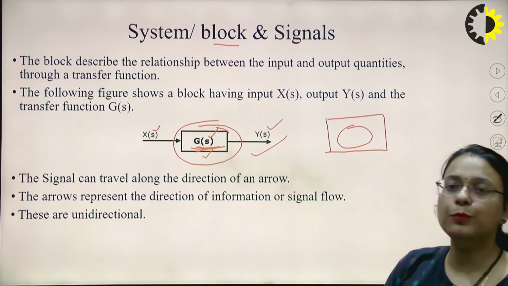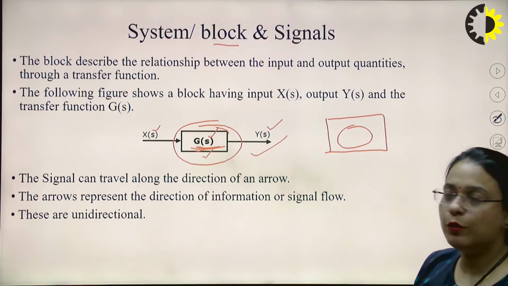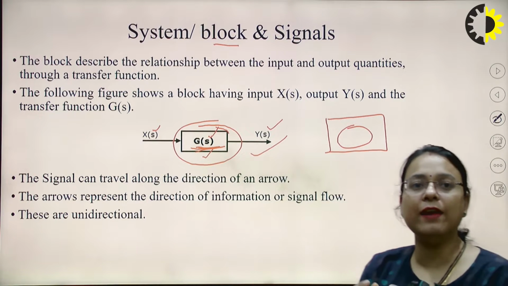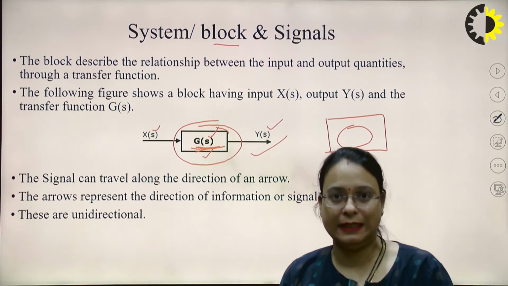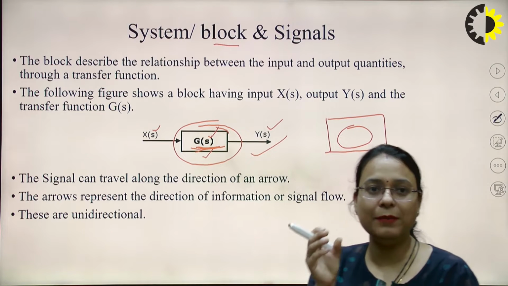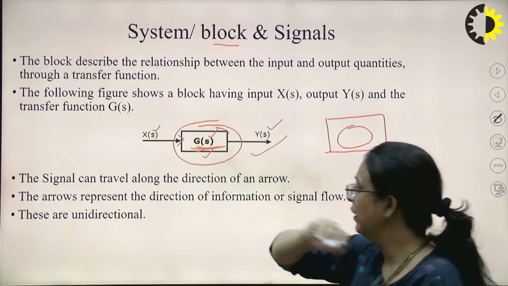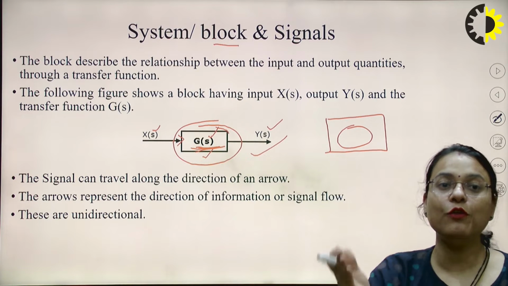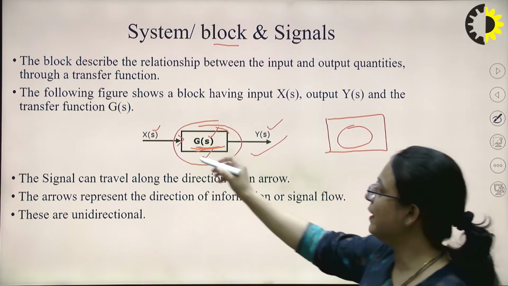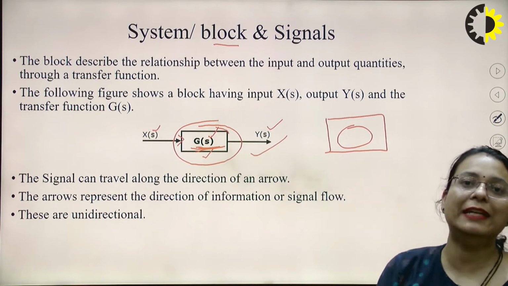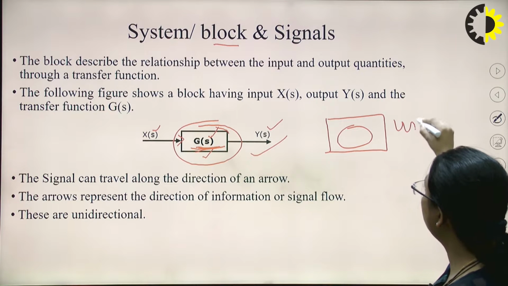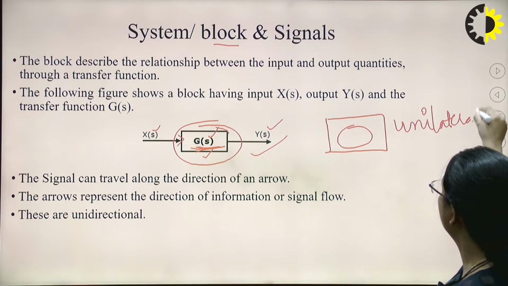So the second one is the signal, right? These signals can travel along the direction of an arrow only. They cannot travel against the direction of the arrow, right? These signals are represented by arrows, and these arrows represent the direction of information, or you can say the direction of the signal flow. So basically these signals are unidirectional in nature, okay? And you can say that the block diagram is a unilateral property of any particular system.